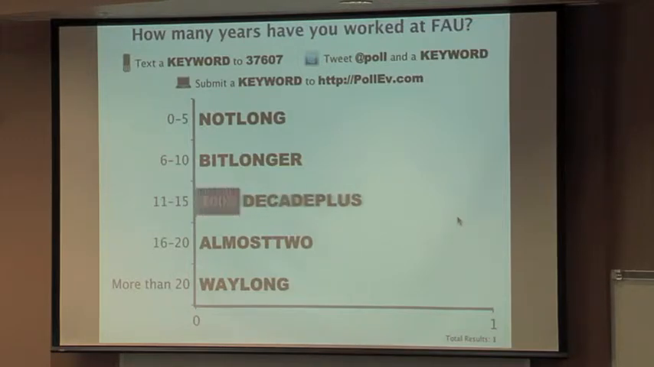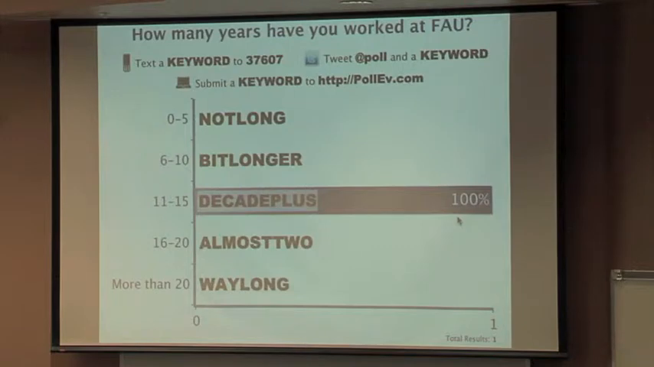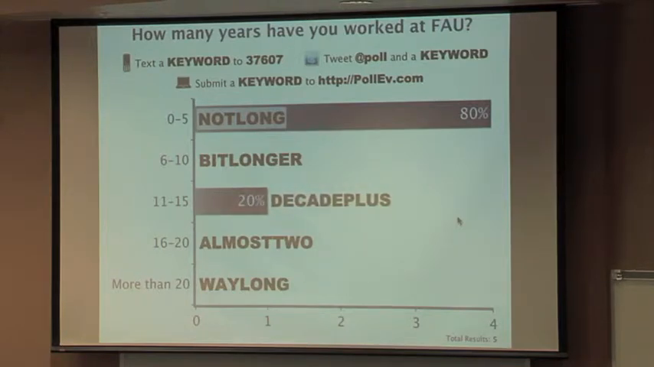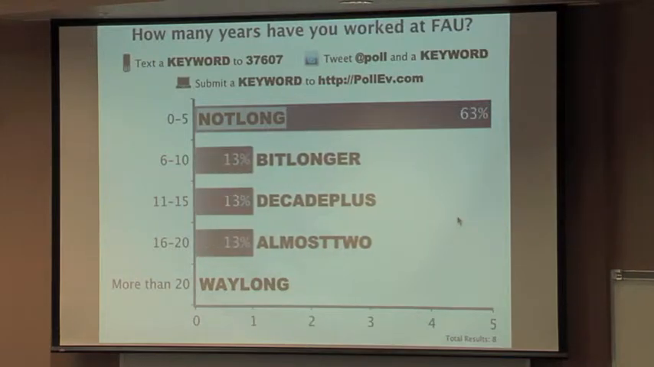So if you'll do that, what you're doing is typing this keyword to number 37607. So we've got one person who's been here for a decade or more, one person who's relatively new, more people who are not here long. All right. So just number 37607, text one of these expressions to it. There we go. Almost 2 decades for a couple people, a bit longer for some. Anyone going to answer who hasn't yet? All right, I'll give you a little bit longer.